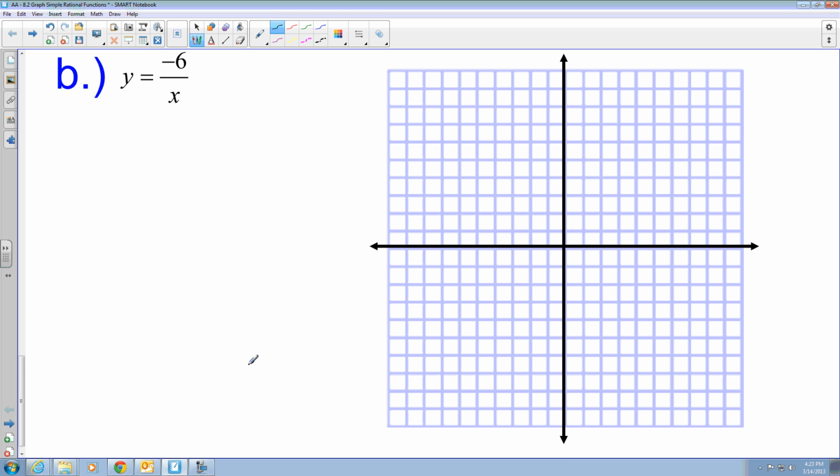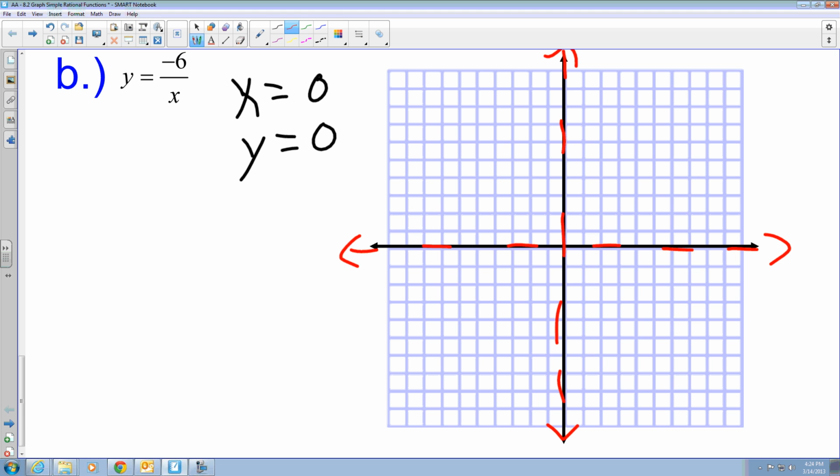If I had y equals -6 over x, again my vertical asymptote would be x equals 0, and my horizontal asymptote would be y equals 0. So again, I'll draw out those asymptotes. They may not be as important right now because they're both 0, but it will help you when there's a transformation change, which we'll talk about a little bit later.